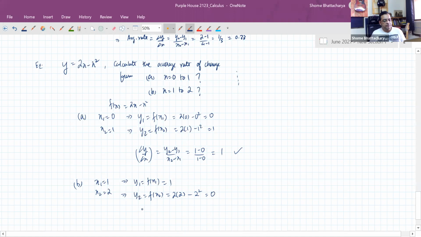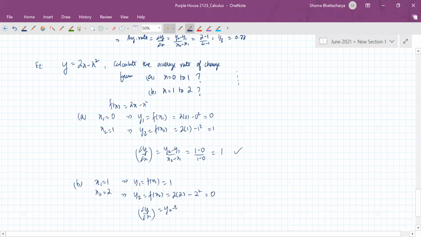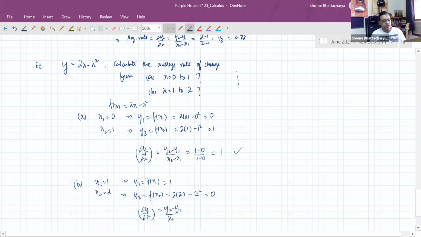That's correct. So this time when we calculate delta y by delta x, this is the average rate of change. We are still in the discussion of average rate of change for a given function for a given interval. The moment we are talking about an interval x1 to x2, remember we are talking about average rate of change. So now the numerator is 0 minus 1 and the denominator is 1 minus 0. So importantly, it is minus 1. The algebraic sign is important. So this interval has a negative rate of change, and the earlier interval has a positive rate of change.